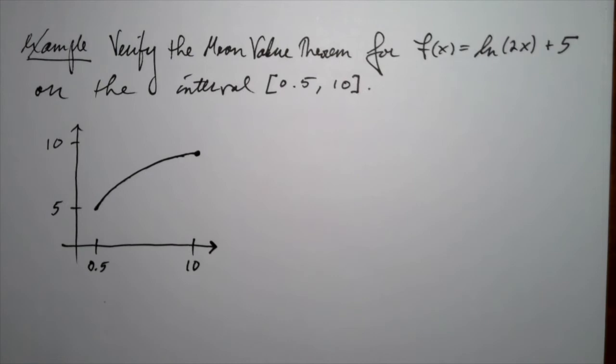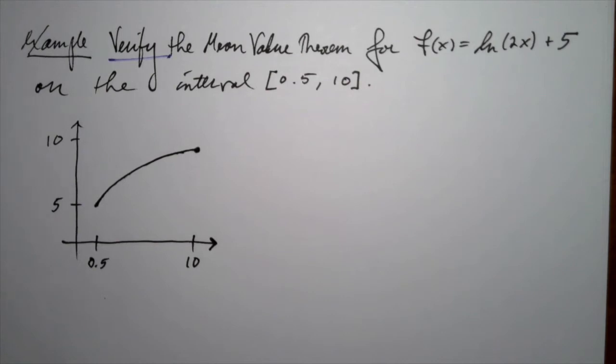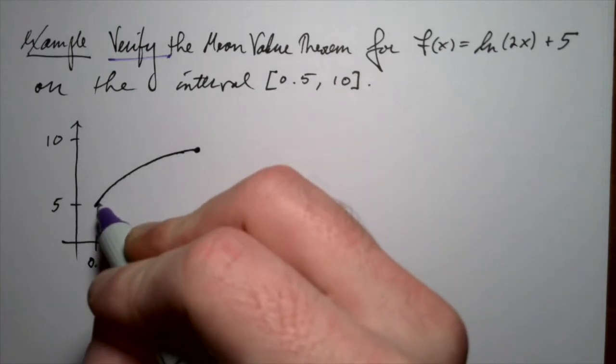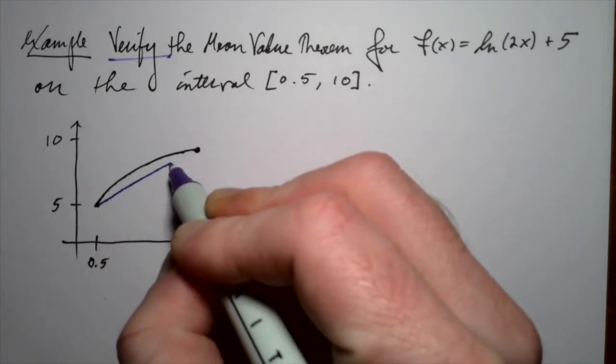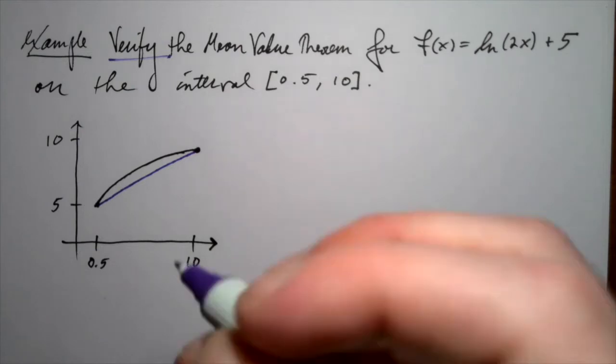So on this interval, the graph of this function f of x will look something like that. And what do we mean by verify the mean value theorem? What that means is we're going to find a specific c value for which the mean value theorem holds, that equation that we just saw. So in other words, that purple line, the slope of that purple line represents the average rate of change over the entire interval. Let me write that down.